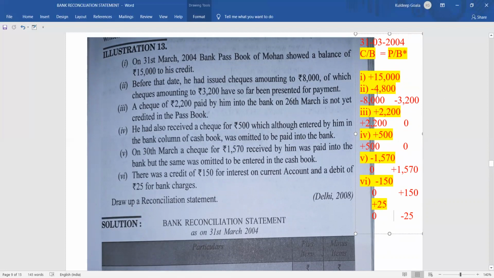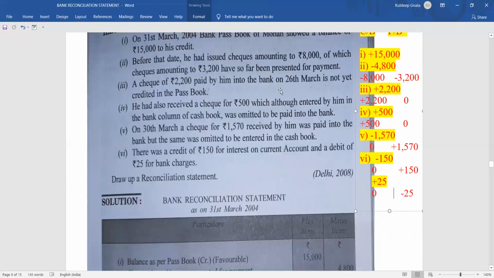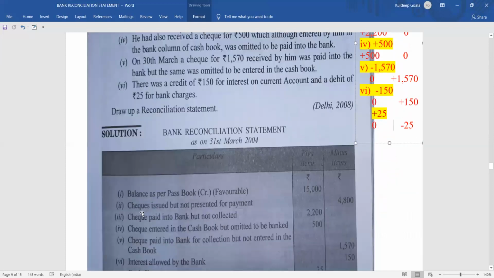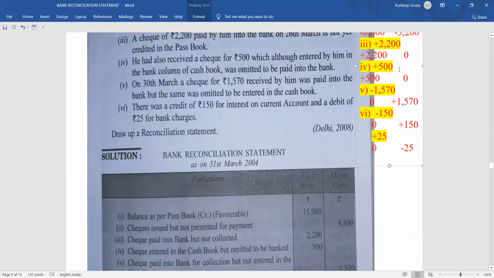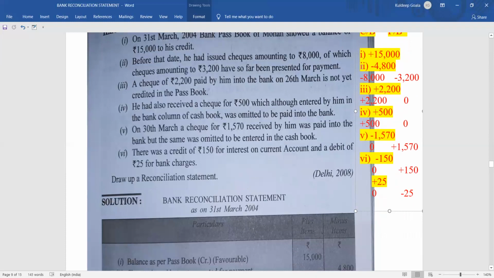Okay, minus 4,800. So what you have to write, what happened is that before the date he issued a check, right? Check issued but not presented, isn't it? Of which only 3,200 had been presented. So you can mention like that, check issued but only 3,200 has been presented for payment. Or you can write down check issued but not presented. Here it is given, see, check issued but not presented for payment. How much? 4,800. Only the change, 4,800. This 4,800. Okay, I hope all of you have understood.